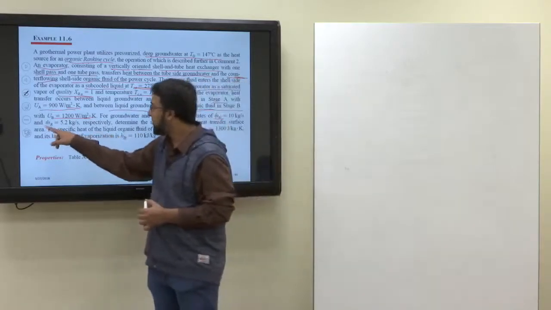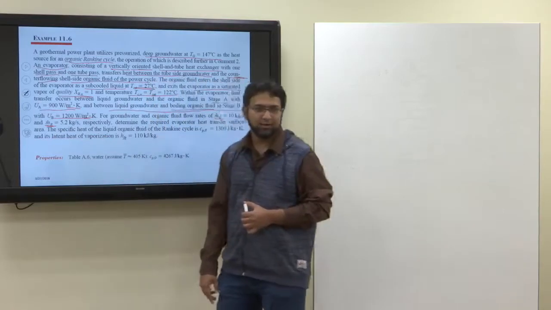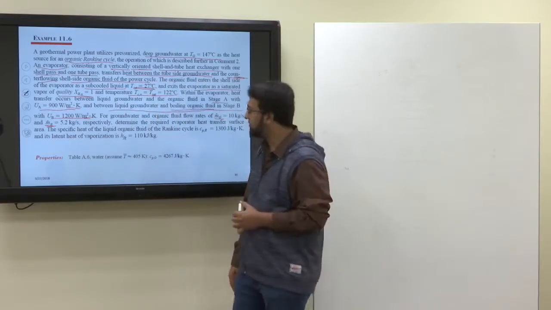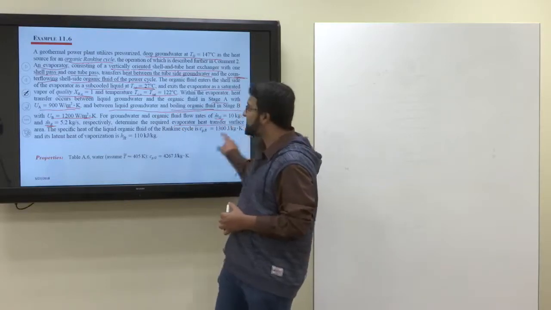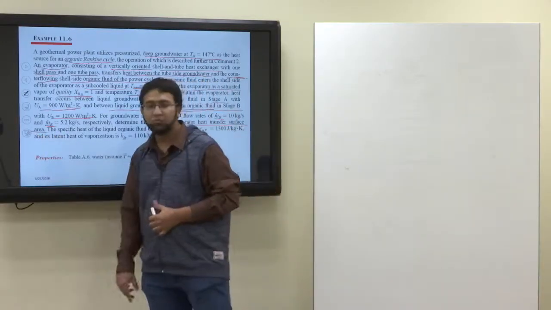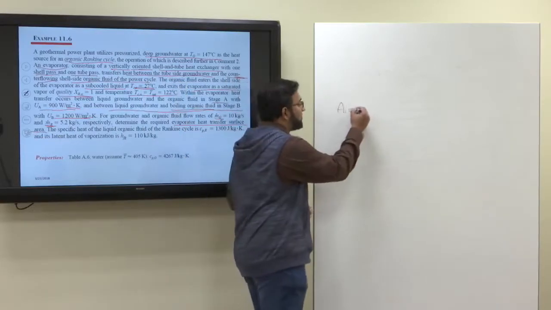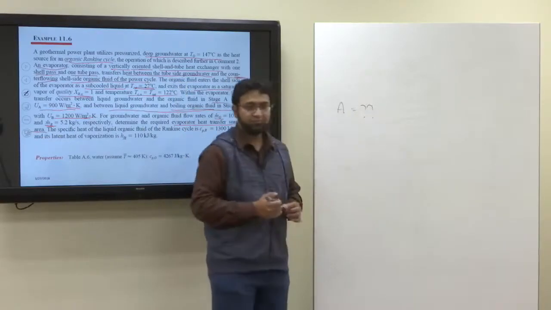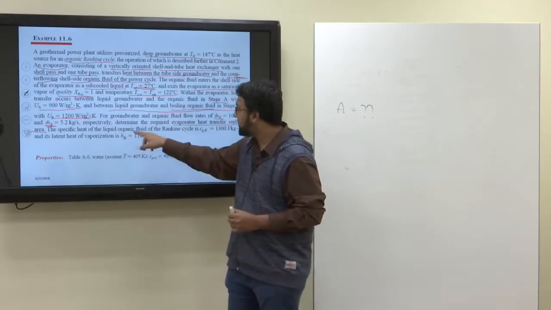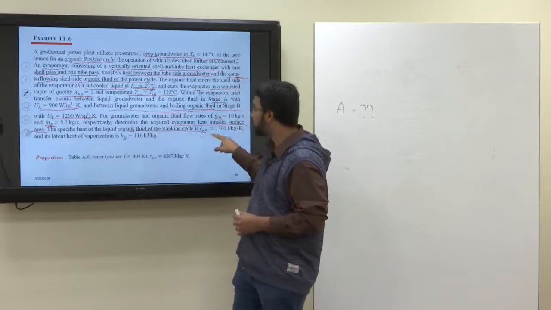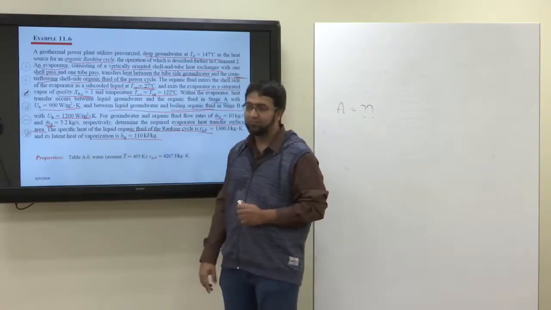For groundwater and organic fluid, the mass flow rate of groundwater is given, and the mass flow rate of our organic Rankine fluid is also given. Determine the required evaporator heat transfer surface area. So what is the total heat transfer surface area A needed? The specific heat Cp of the liquid organic fluid for the Rankine cycle is given, and its latent heat of vaporization, hfg, is given.